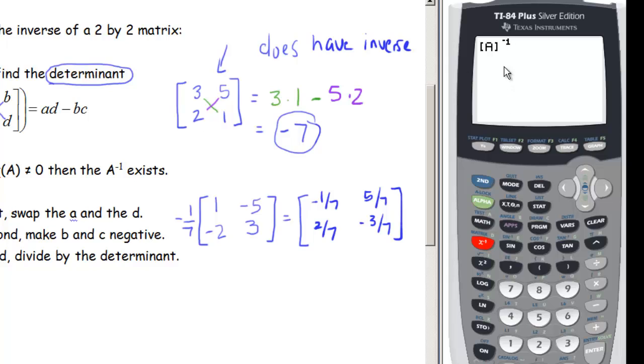Now remember that this doesn't actually mean I'm raising my matrix A to the negative 1 power. We don't really have that defined. What it does mean is I'm going to find the inverse of A. So this is what my inverse looks like. But remember, I want to see these numbers. I want to know what it is in terms of fractions. So all I need to do is press Math and tell my calculator to turn everything into a fraction. And looky here, we got the same exact thing.